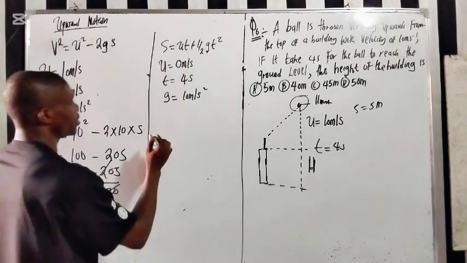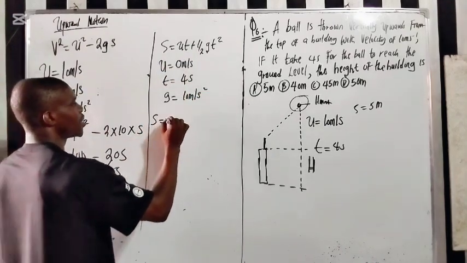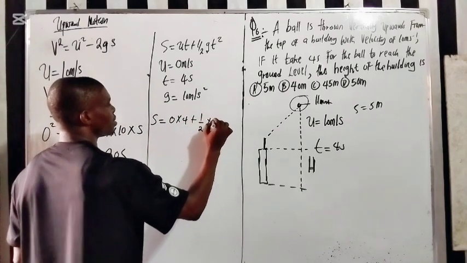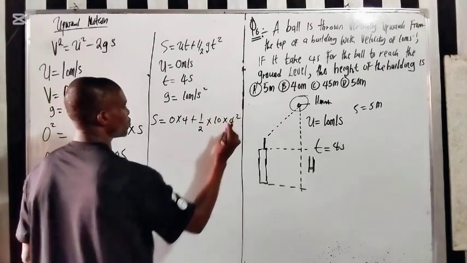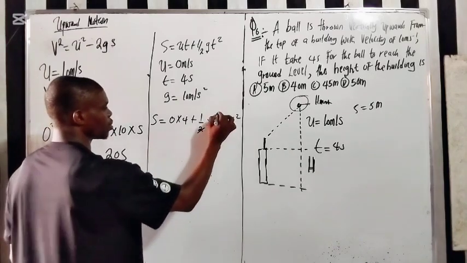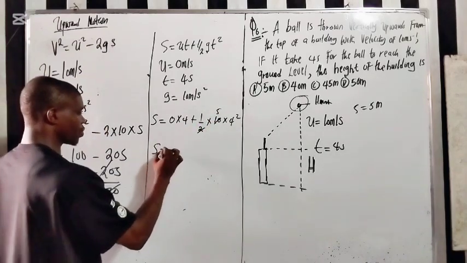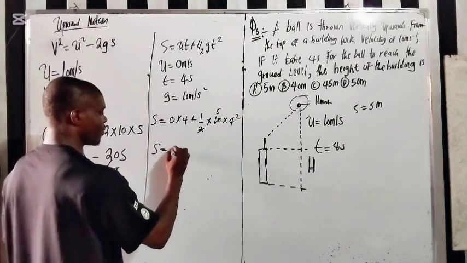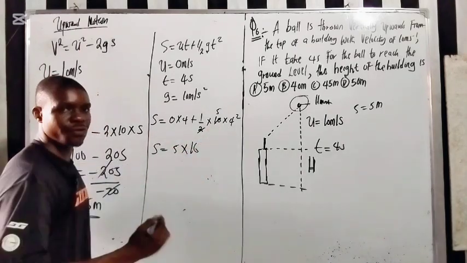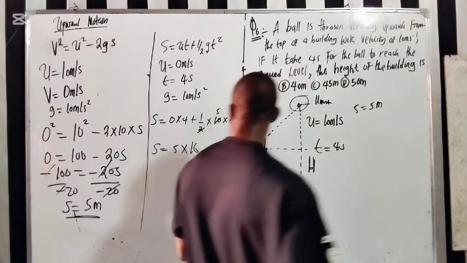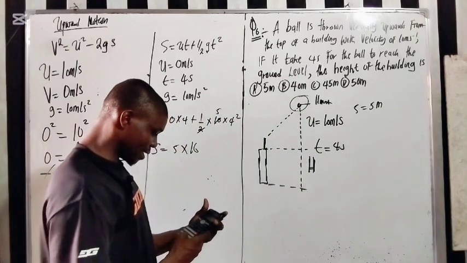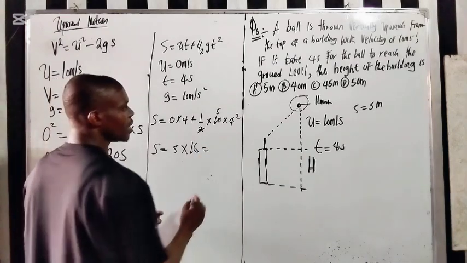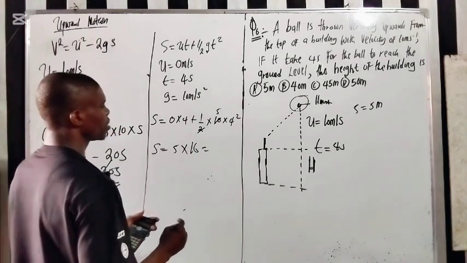So let's use it. Your s is equal to 0 times 4 plus half times 10 times 4 raised to 2. This half will cancel out the 10, which makes it 5. So here we have x equals 0, remember 0 times 4 is 0. So it will be 5 times 16, because 4 squared, 4 times 4, is 16. So 5 times 16, here we have 80.